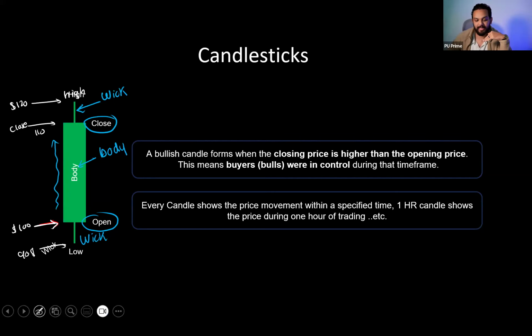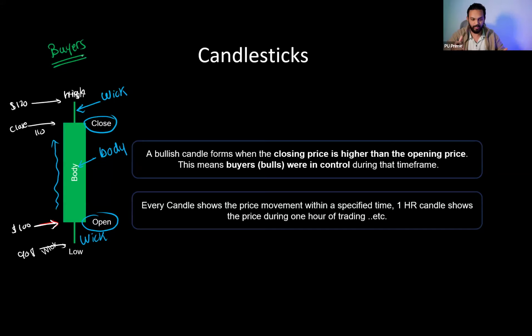And this candle is actually for the buyers. So if I want to know who is in control, the buyers or the sellers, I would check this candle. If it is a bullish candle, a green candle, it means that the buyers are in control. Okay?